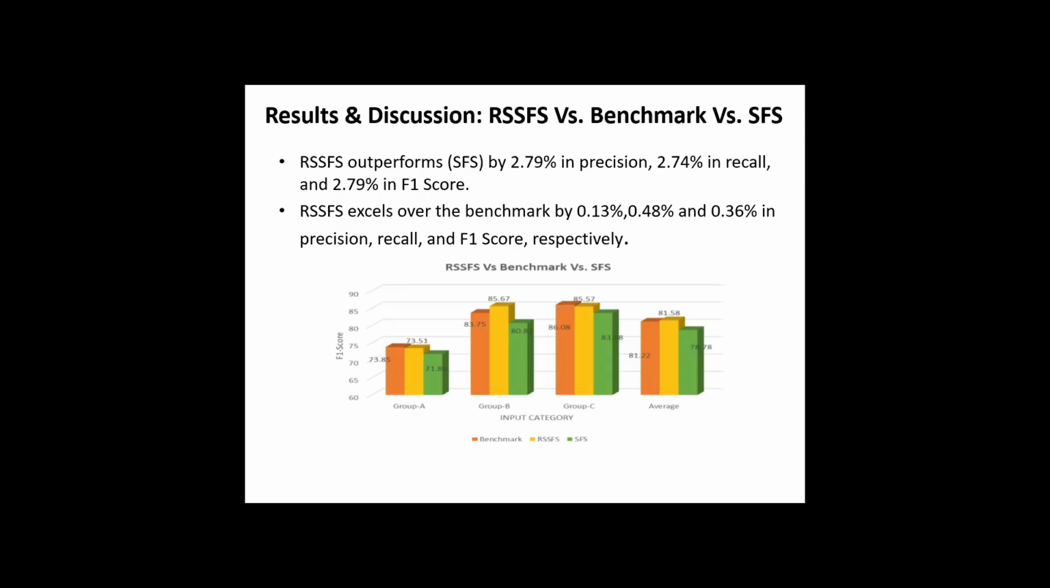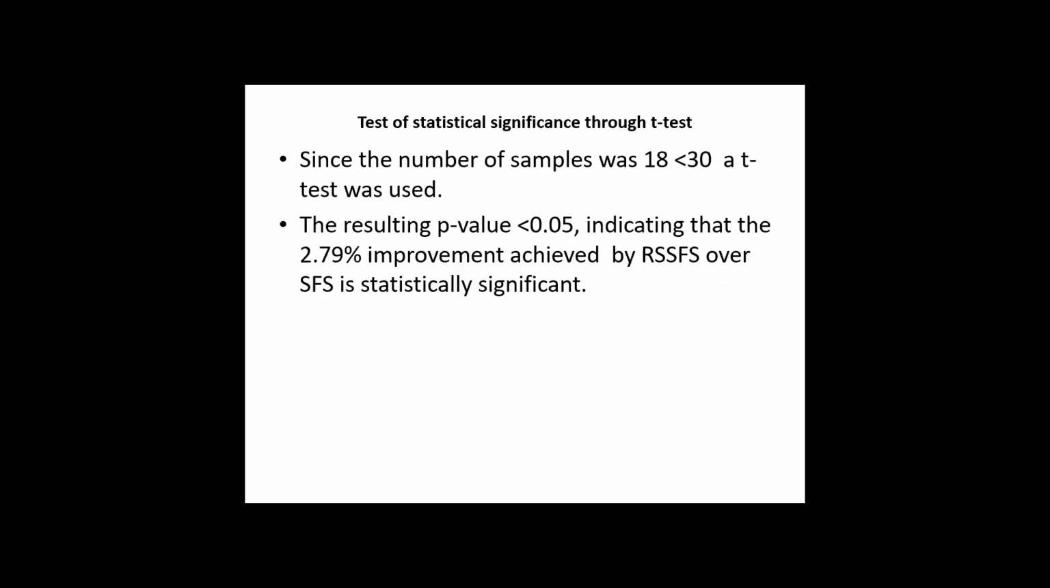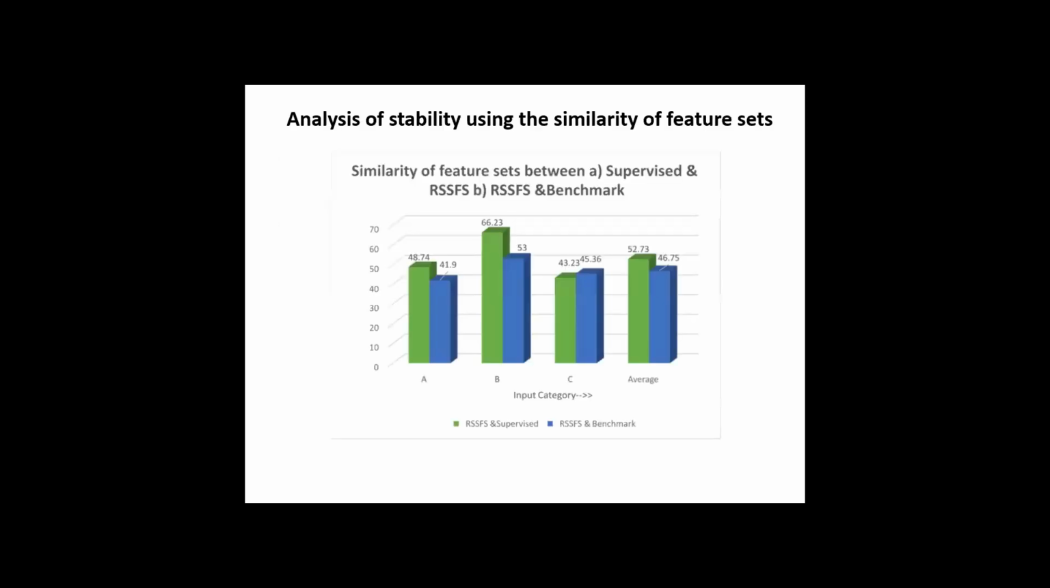So this was one of the tests that we have done. To check whether the result was wrong or not, we also ran a t-test, and as our sample was less than 30, only 18, that is why we used it. What we found is that the p value was less than 0.05, and we found a 2.759% improvement. So now we can rely on it; it is statistically significant.